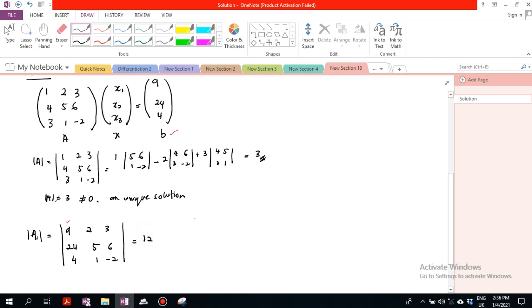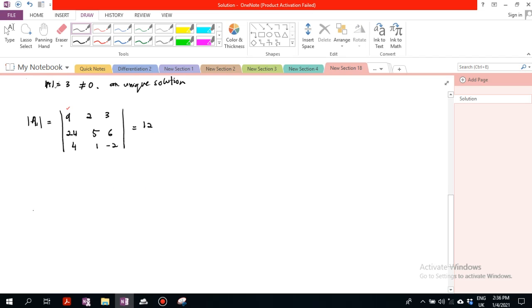Then, so we go for A2. For A2, the matrix, you put your B in the second row, which will be 9, 24 and 4. So you remain, the first one will be 1, 4, 3, then you have 3, 6, negative 2. Then you find the determinant, in this case you will get negative 6.